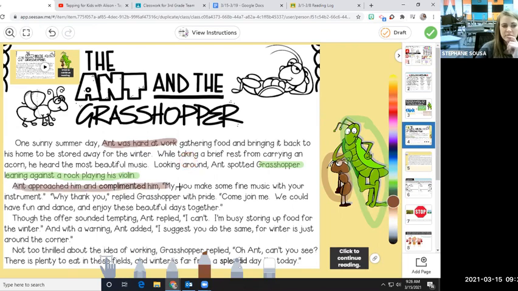My, you make some fine music with your instrument. Why, thank you, replied Grasshopper with pride. Come join me. We could have fun and dance and enjoy these beautiful days together. Wow, so Grasshopper likes to kind of play around. So he's dancing, he's playing music, he's inviting people to come party with him. So he's kind of playful.